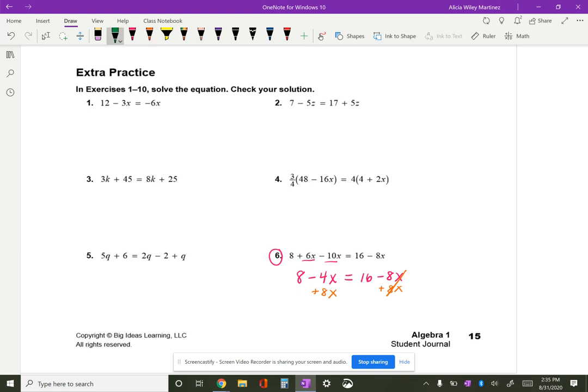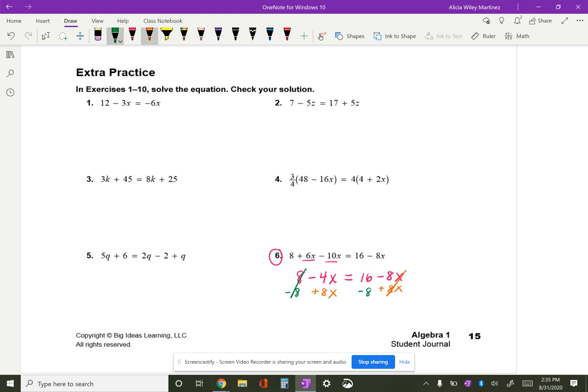To move my constants, I'm going to move my constants to the right by subtracting 8 on both sides. I like to do this in one step. You can take it one step at a time by moving your variable terms first and then moving your constants in the second step. It will cancel this out to 0.